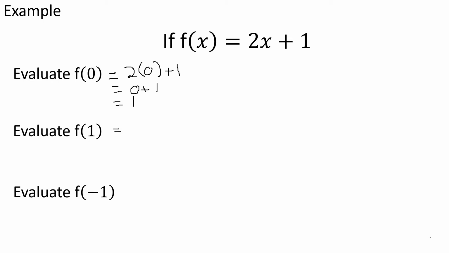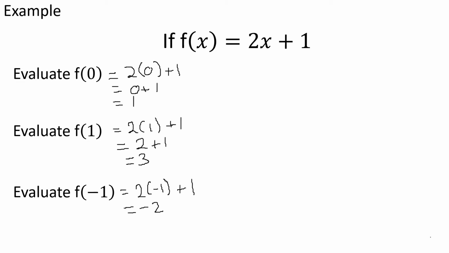The next one, evaluate f of 1. So input is going to be 1 this time. Whenever we see an x, we need to substitute in 1. So we've got 2 times 1 plus 1. So we've got 2 plus 1, which is equal to 3. Our last one, f of -1. So the input this time is -1. Where we see an x, we need to substitute in -1. So we'd have 2 times -1 plus 1. So 2 times -1 is -2. Adding 1, we're left with -1.